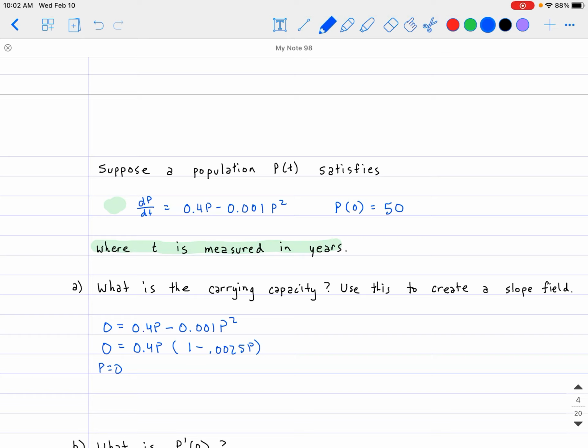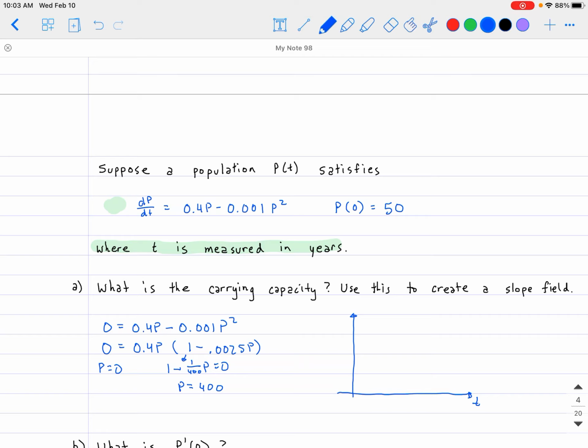And then for the other part, if it helps, let me rewrite this as a fraction so you can see it a little better. 1 minus 1 over 400p, and that is also equal to 0. So you can see now p is equal to 400 in this case, okay? And once we have those two, we're pretty much good to go because, as we said, we're going to draw the slope field for this.